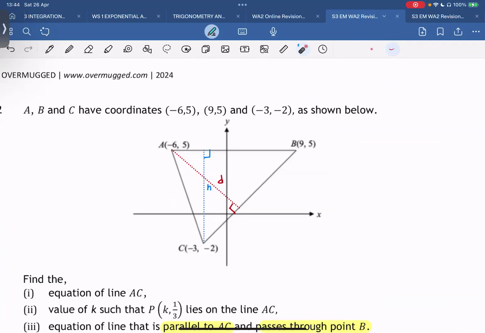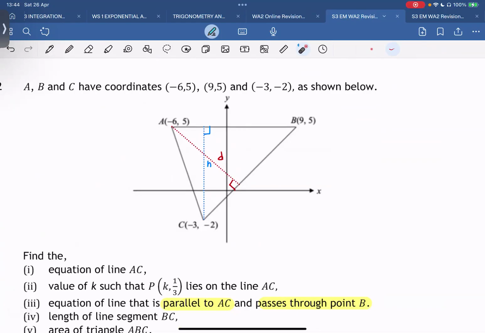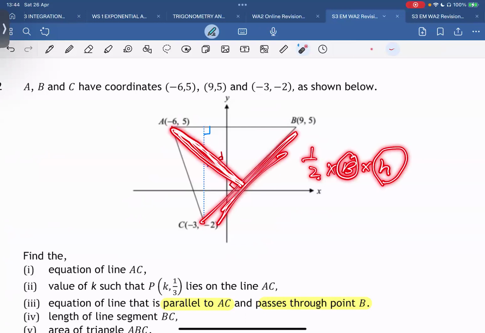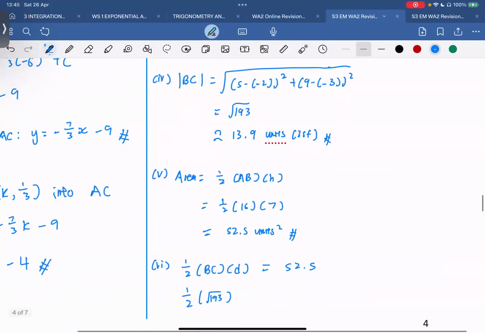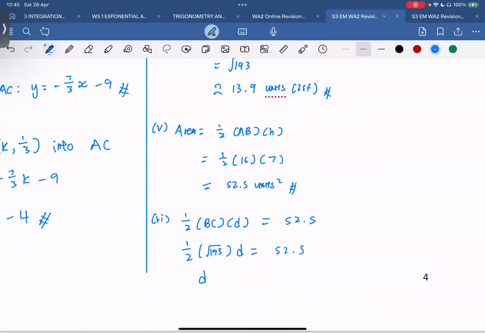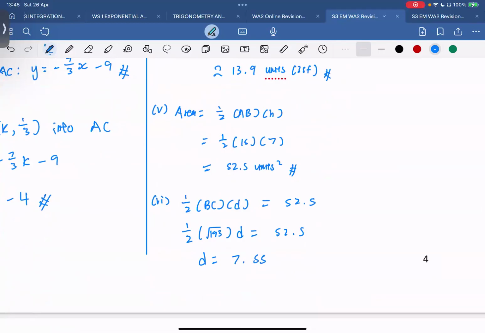So to find the length of this line D, I can make use of our area, because area is half times base times height. In this case, my base will be BC and my height will be the perpendicular distance D. So therefore, I have half times BC times D equals the area, which we have already calculated to be 52.5. Sub in BC is root 193 from part 4. Okay, then we can solve for D, which is 7.558, rounded off to 3SF.